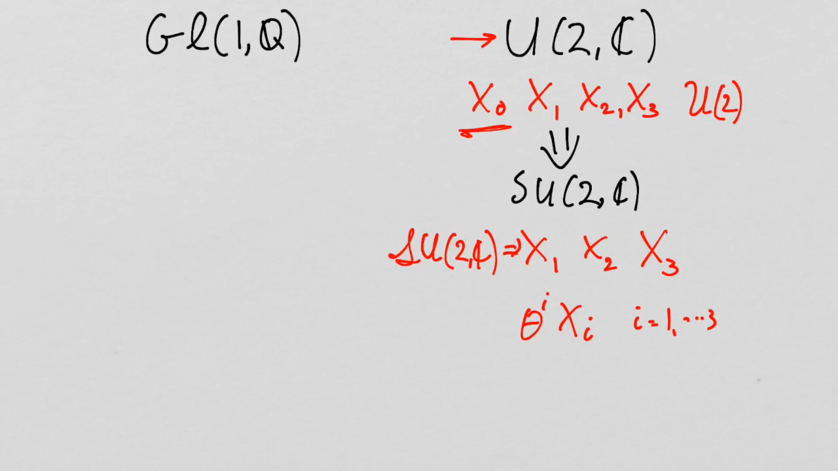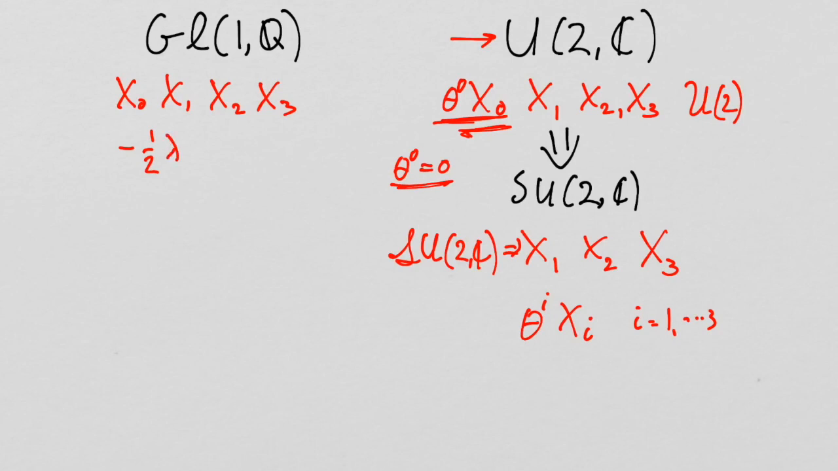And if you remember, it was this constraint that the determinant equal 1 that proved that all theta zeros had to equal 0. So the parameter theta 0 had to equal 0 at all times in order for this to work. The same was true in the general linear group with one quaternion. We ended up with x0, x1, x2, and x3, which were all defined by minus 1/2 lambda I, and then lambda 0 was sort of kept separate. And it ultimately went away when we moved into the special linear group 1Q.